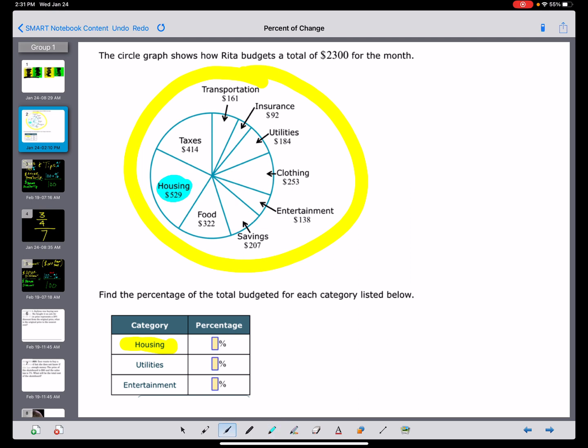So what we want to do to turn that to a percentage of the total pie is we use the housing number as the dividend in a division problem. So 529 goes before the division symbol. And the total is what is going to be the divisor. This is how we find the percentage of something. All right, so the total of 2,300. We always use the total as the divisor when you're calculating percent like this.